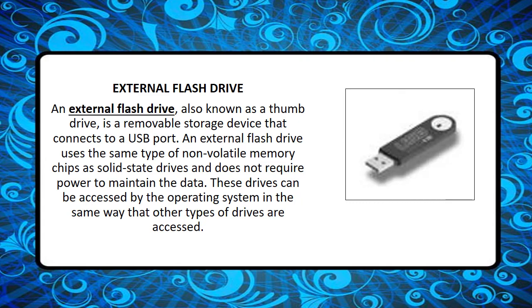And then the last one, we have the external flash drive. An external flash drive is also known as a thumb drive. It is a removable storage device that connects to a USB port. An external flash drive uses the same type of non-volatile memory chips as solid-state drives and does not require power to maintain the data. These drives can be accessed by the operating system in the same way that the other types of drives are accessed. These are just the same when we access them on our operating system.